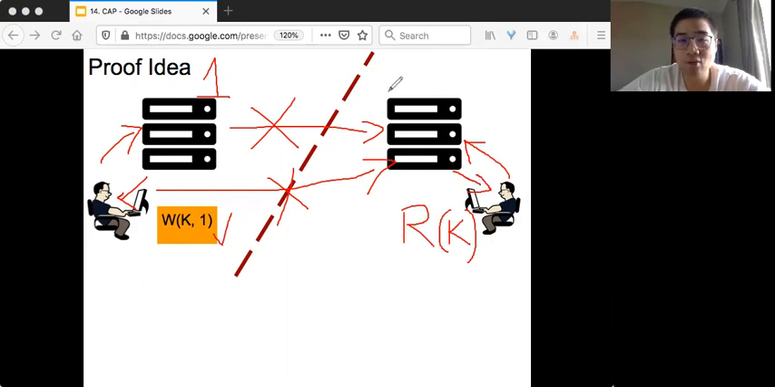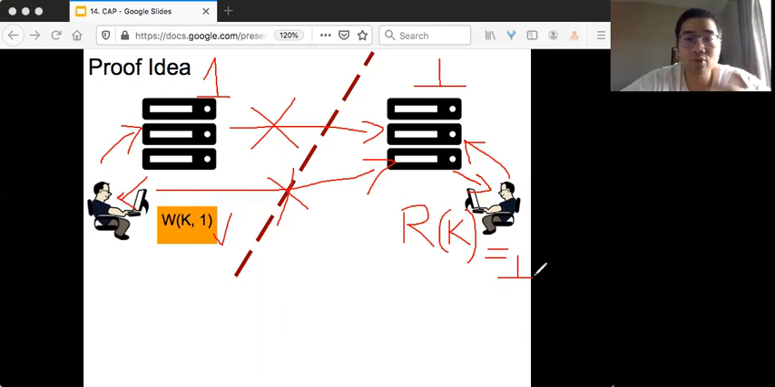But because there's no communication between the two groups of servers and clients, it's impossible for the server on the right-hand side to know it's one. So it must return some default value to the client, and then the client will say, okay, this is the default value, so it violates consistency.